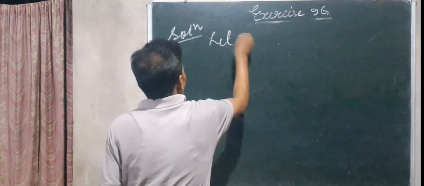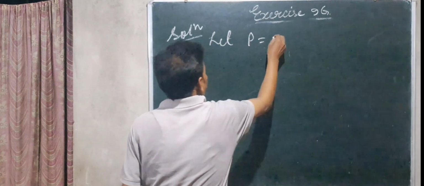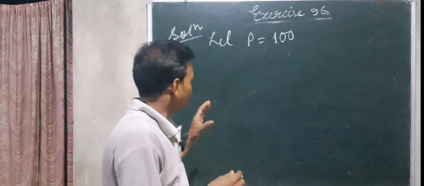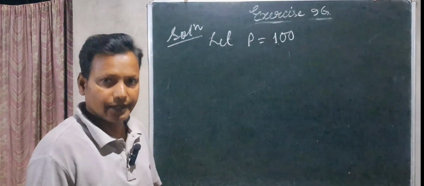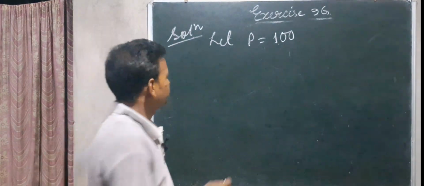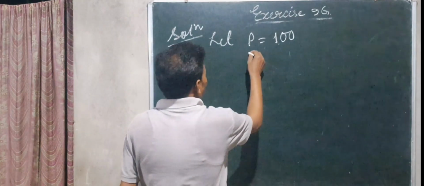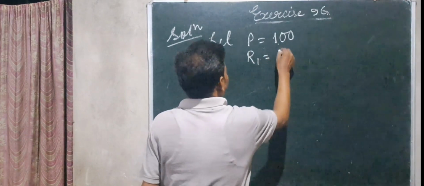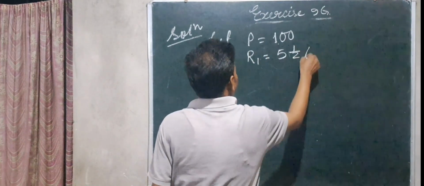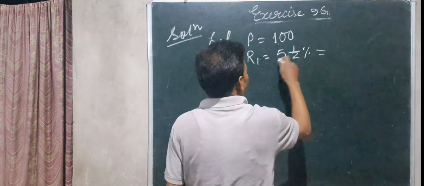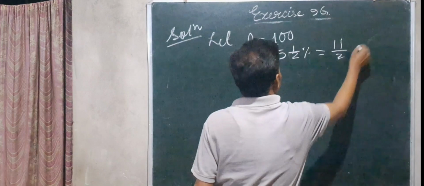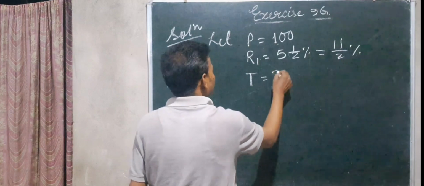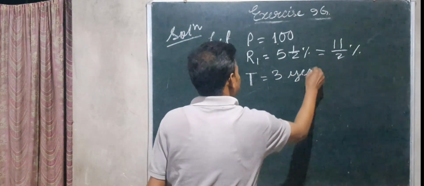Let the principal P be 100 rupees in both places. R1 is 5.5%, which is 11/2%, time equals 3 years.